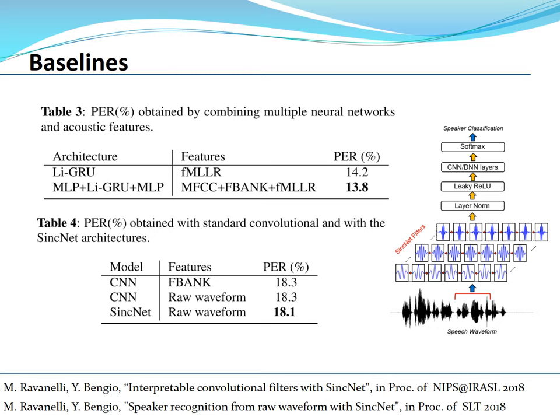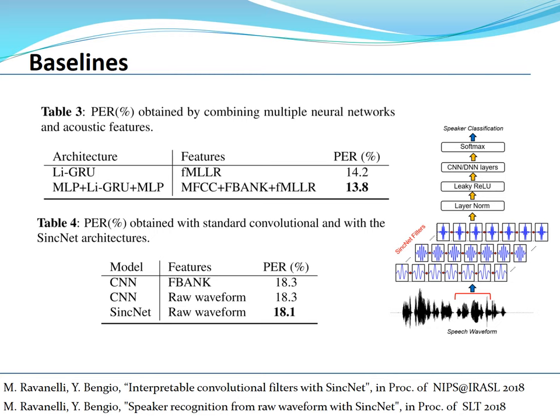As we outlined in the first part of the presentation, PyTorch-Kaldi can be used to employ complex acoustic models characterized by the presence of multiple neural networks and multiple features. In this regard, table 3 compares the best results we have obtained so far, the famous 14.2%, with a more complex pipeline. In particular, we feed a neural model with MFCC, FBANK, and FMLLR features, and we process the concatenation of these features with an MLP, a Light GRU, and another MLP model. So, a pretty complex system. The result we obtain here is 13.8%, which, to the best of our knowledge, is the best result published so far on this dataset.